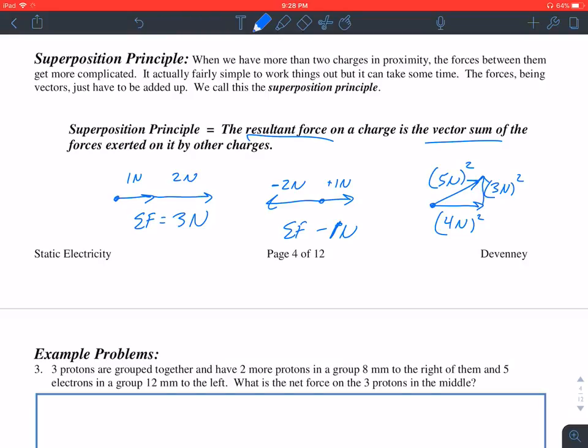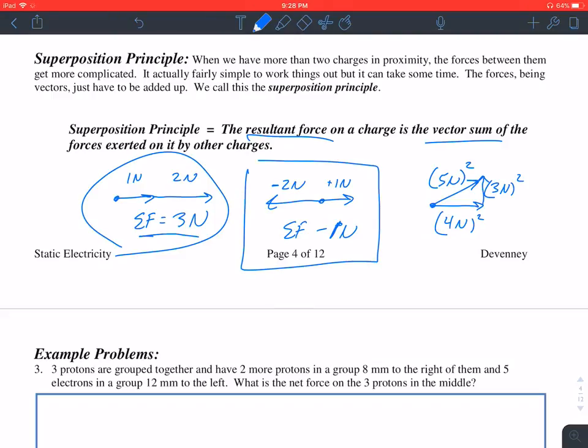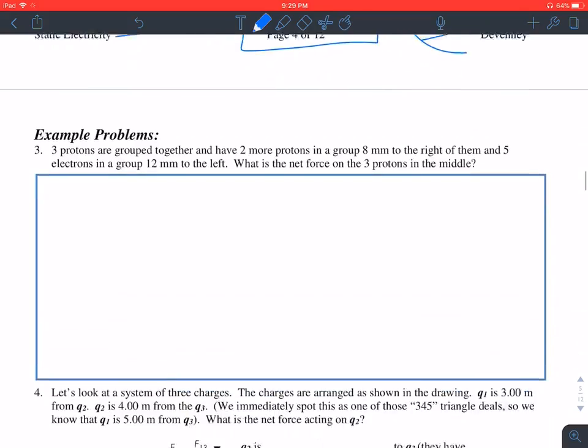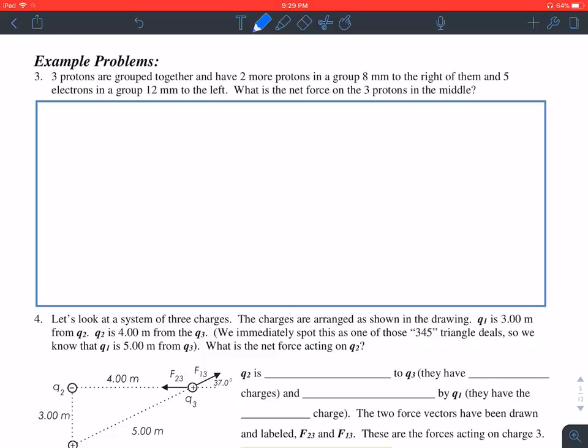That's all we're going to do here: we're going to have multiple charged objects. We're going to have to figure out if the charged objects apply forces in the same direction, we add them together. If the charged objects cause forces to be in opposite directions, then we subtract them. And if they're at angles, we use our right triangles to figure out the total force on them. So here's our first example.